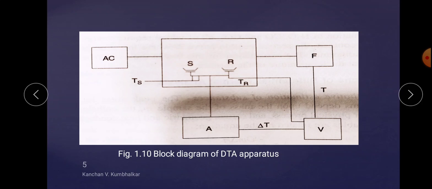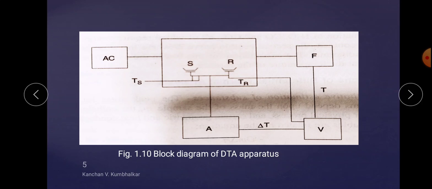Means when you are supplying a temperature to the reference and the sample in a linear way, if there are no physical or chemical changes taking place, if there is no difference between the sample and reference, no potential difference is developed. But if there is any difference between the reference temperature and the sample temperature, a potential develops between the two thermocouples.